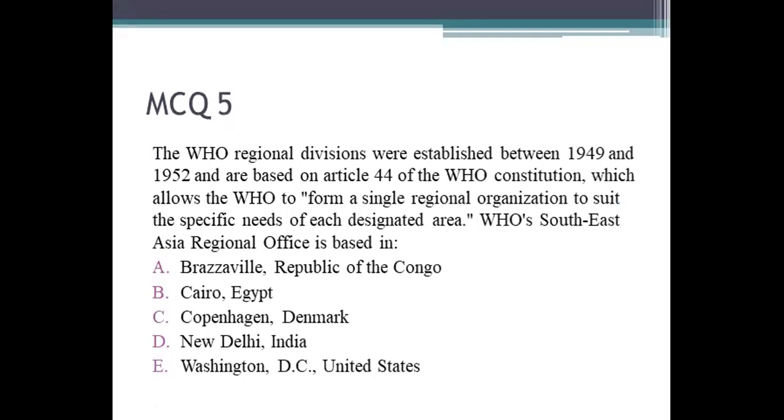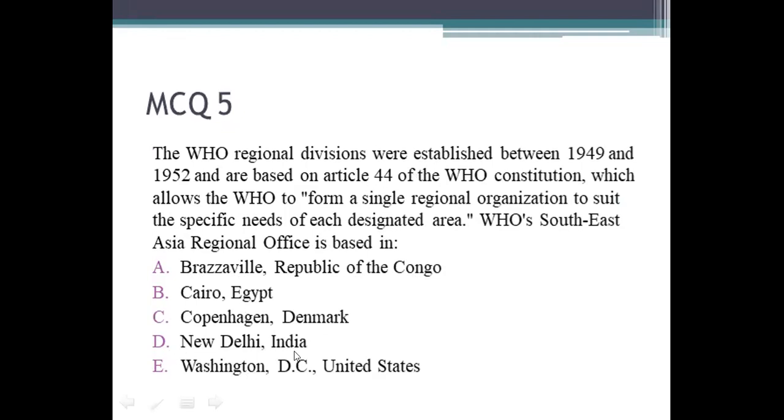WHO regional divisions were established between 1949 and 1952 and are based on Article 44 of the WHO Constitution, which allows the WHO to form a single regional organization to suit the special needs of each designated area. WHO Southeast Asian region office is based in A. Brazzaville, Republic of Congo, B. Cairo, Egypt, C. Copenhagen, Denmark, D. New Delhi, India, E. Washington, DC, United States. What will be the correct answer? D.